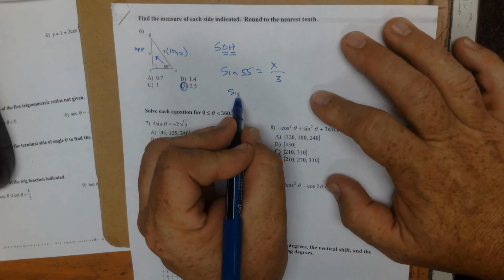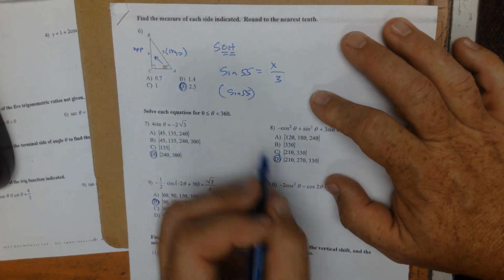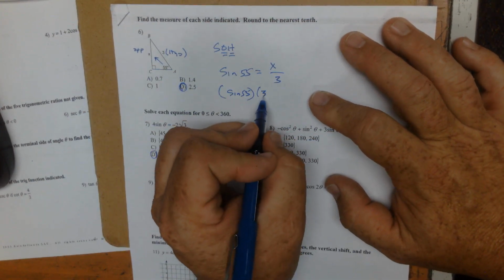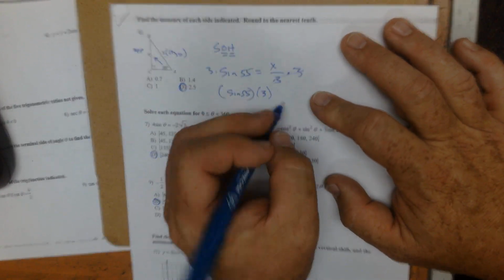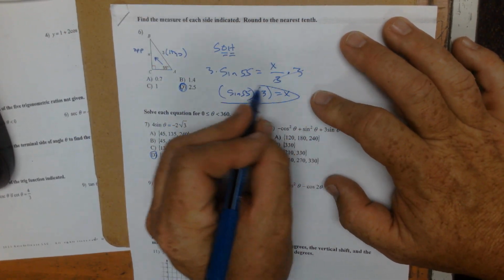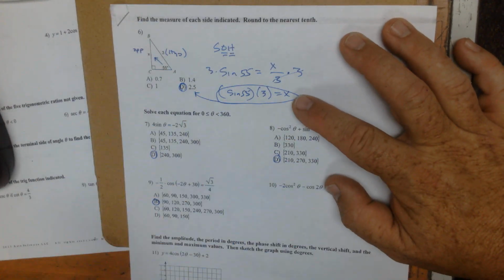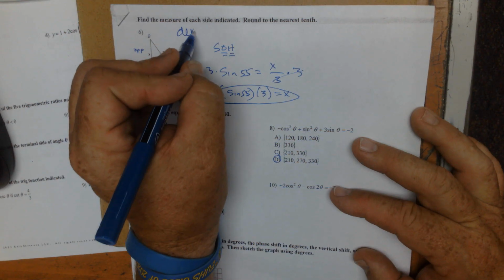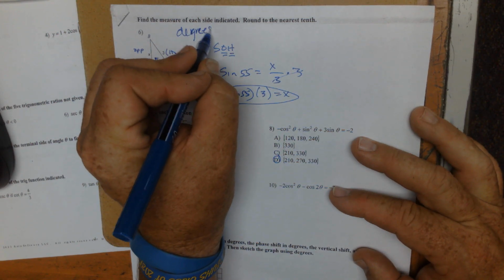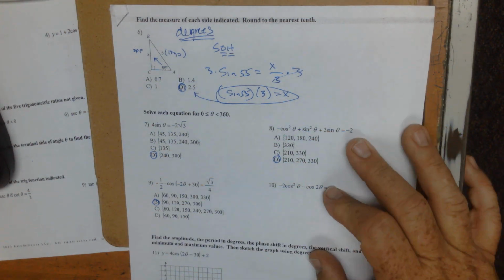That means the sine of 55 degrees, which you plug into your calculator, times 3, because I'm going to multiply both sides by 3. Those cancel, equals x. And that's going to kick out 2.5 degrees. Don't forget, you need to have your calculator in degree mode.